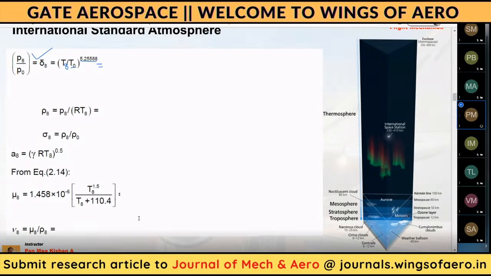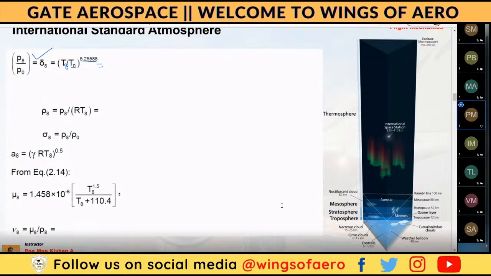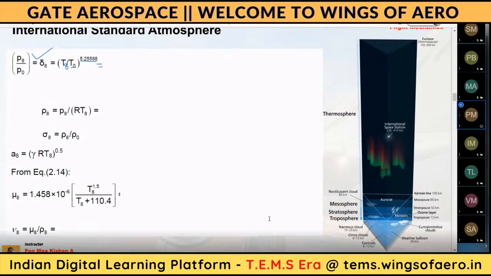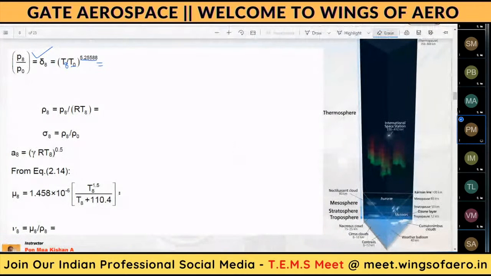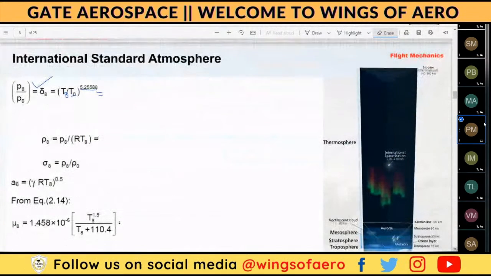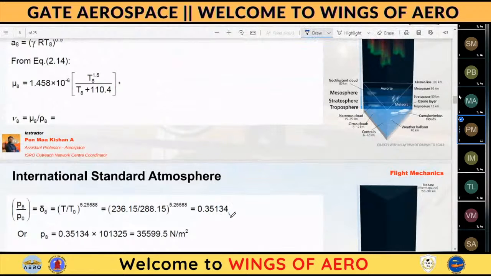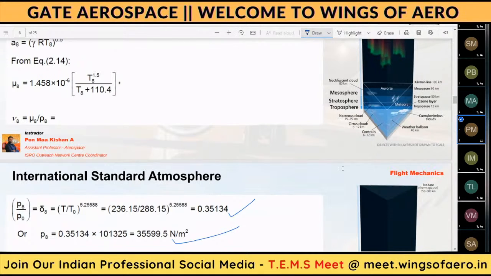Pressure at 8-kilometer altitude, pressure ratio. Okay, good. So pressure and pressure ratio you have calculated. So the pressure ratio is 0.35, and the pressure at 8-kilometer altitude is 35,599.5 Newton per meter square.